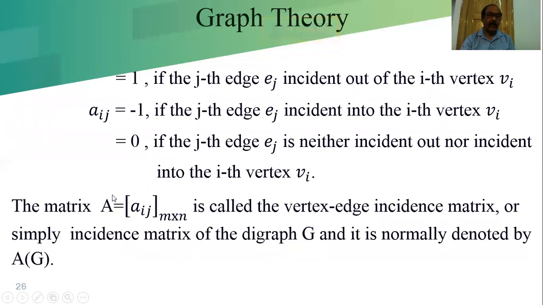The matrix A equal to Aij, m cross n, is called the vertex edge incident matrix, or simply the incident matrix of the diagram G, and it is normally denoted by AG. But three things we have to remember: incident out +1, incident in -1. If it is not incident in or out from any vertex, that value will be 0.